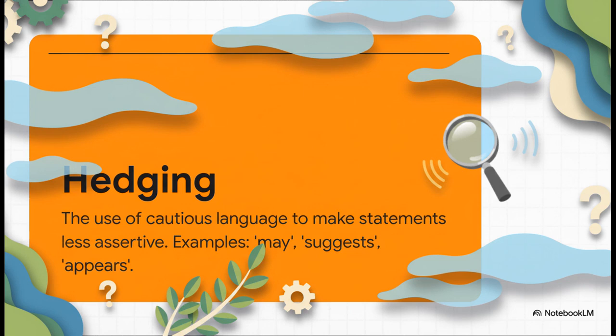Now, it might sound weak, but it's actually a sign of intellectual strength and honesty. Using words like "may" or "suggests" shows that you recognize that knowledge isn't always set in stone, and that claims have to be made carefully and accurately.